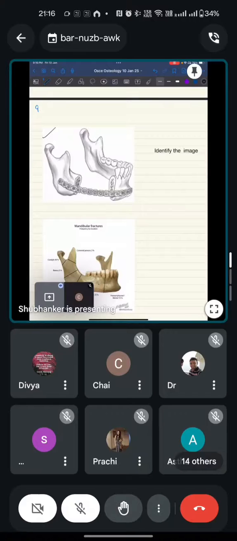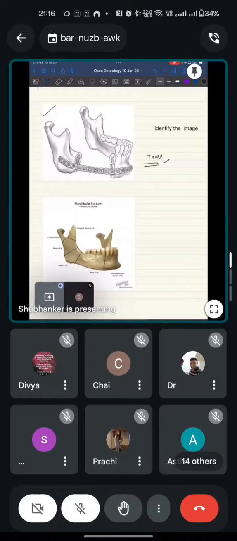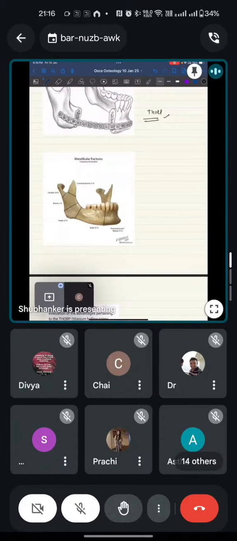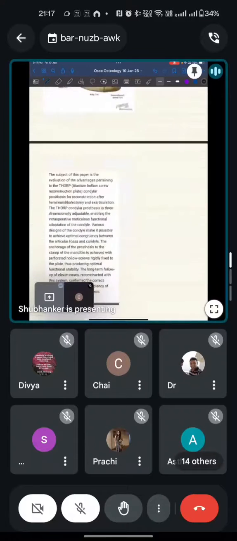So if any such image of a mandible comes, the answer remains Thor. Okay, you should remember the full form, and this is the second thing. Now the second question is, they have mentioned what are the common sites of fracture. So don't remember most of the things, only remember what is the maximum, right? So condyle you should remember, this is the place where the maximum number of fractures take place.